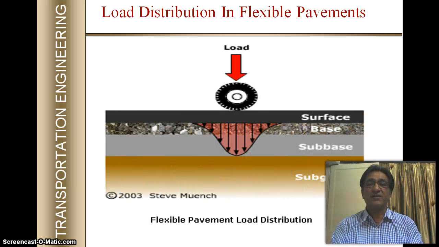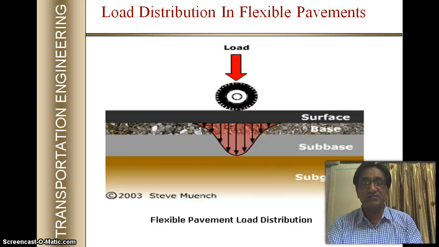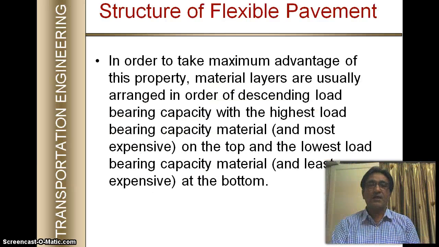Load distribution in flexible pavement. Just look at the figure and you can understand the load distribution is divided into various layers. Structure of a flexible pavement. In order to take maximum advantage of this property, material layers are usually arranged in order of descending load bearing capacity, with the highest load bearing capacity material on the top and the lowest load bearing capacity material at the bottom.